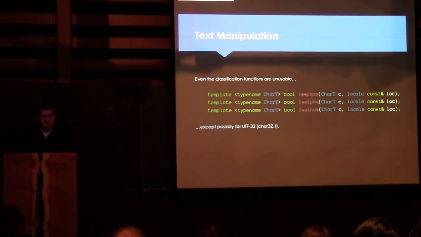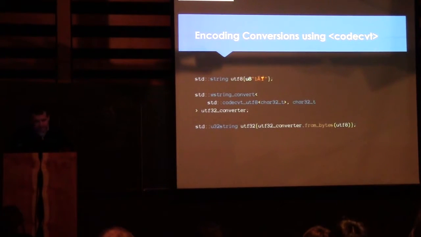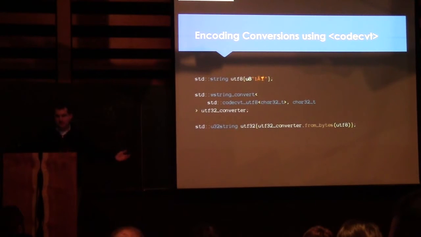So even the classification functions are unusable, right? If you want to know that something is a space and you have a code unit of a char, the only way that these will work is with char32_t. So one thing that is actually fairly easy with the C++ standard library is you can convert between different encodings. For example, here we convert from a UTF-8 string to a UTF-32 string simply by using the wstring_convert. Yeah?